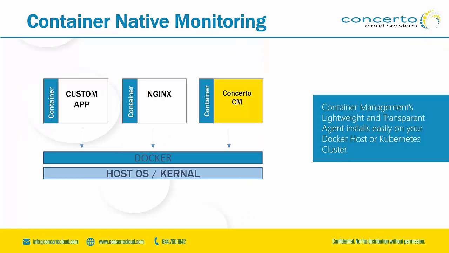So how does this work? So Concerto's container native monitoring is a lightweight and transparent agent that installs easily onto your Docker host or Kubernetes cluster. In the diagram here, you see we have 3 containers installed on this particular host: a custom app, a web server running Nginx, and our container management module, or probe, that gets installed into the environment to gather information on the system and on the other containers to then send it to our solution that presents them in a very clean and sleek graphic interface.